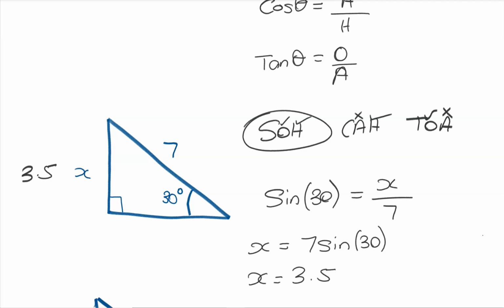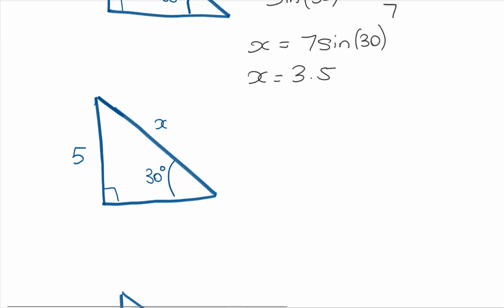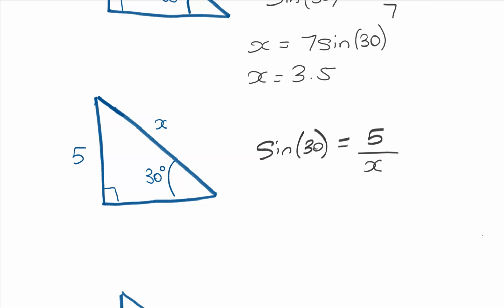Now let's look at another example of the same idea with SOH, but this time we're going to try and find the hypotenuse. Just below I've got another example. I've been given the opposite, and I'm trying to find the hypotenuse. So again, we'll use SOH. This time I want sine of 30 equals 5 over x. This will require a bit more rearranging compared to the last one. So I can write down x multiplied by sine 30 is equal to 5.